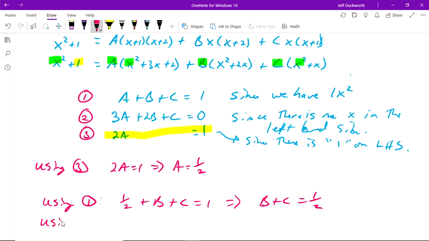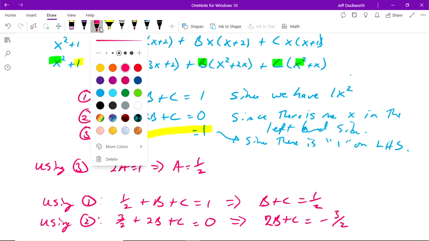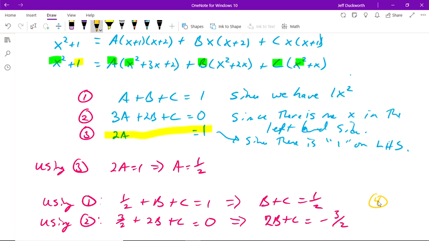And then using equation 2, we have 3 times a. Well, actually, a is the half, so I don't need the a. So 3 times 1/2 is 3/2. That's what our a is. Plus 2b plus c equals 0. Well, that means if I subtract 3/2 from each side, I'm left with 2b plus c equals negative 3/2. And let's call these over here equation 4 and equation 5.